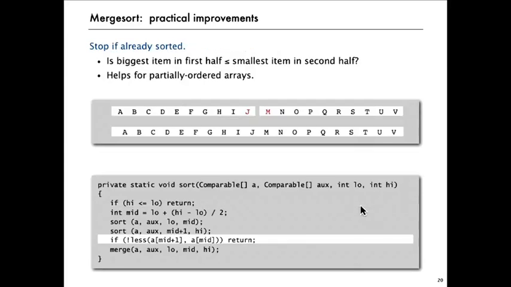A second improvement that we can make, which will improve the performance for cases when the array is partly sorted, is that it should just stop if it's already sorted. And that's going to happen in the case where the biggest element in the first half is less than or equal to the smallest item in the second half. That means it's done. So that's easy.